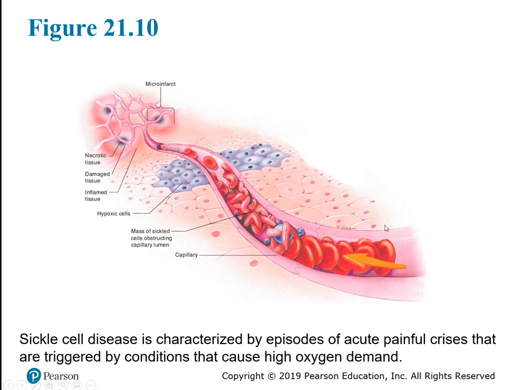And so if you look here, remember I also told you they accumulate together. You can see there are some normal red blood cells here, but then here are the sickle-shaped ones, and they will coagulate and accumulate together and can cause blood clots and obstruction of blood flow.